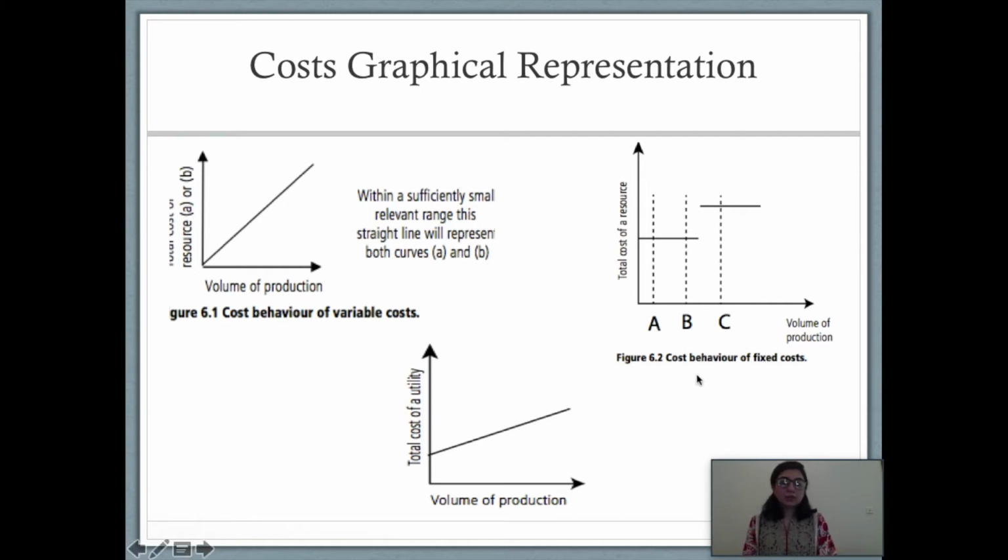Then we come to the cost behavior of fixed cost. These figures are all in your essential reading. That's where I've taken it from. It's figure 6.1, so it has been taken from different chapters, which explains the graphical representation. It is a separate chapter in your guide that is a totally graphical representation of all the costs and contribution and net profit and break even that we've done.